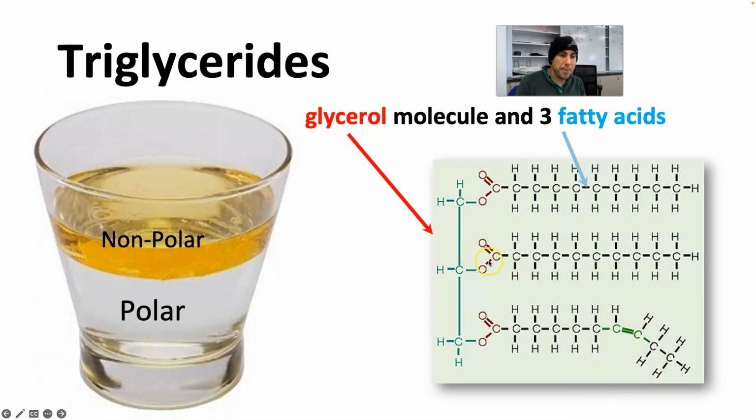So fats like from that bacon fat, they'll be solid at room temperature, where oils are liquid at room temperature. That's the main difference between an oil and a fat. It's just saturated versus unsaturated.